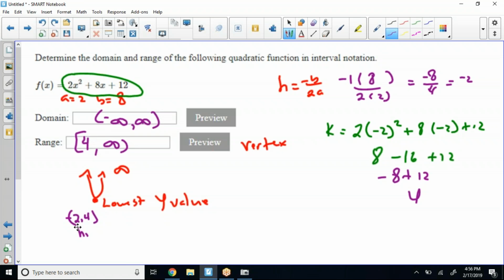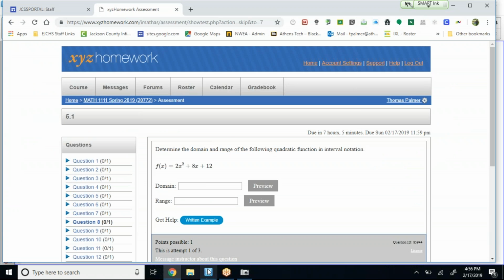But it's the k value of the vertex that you're basically looking for. You had to solve for it on that. Okay. Does that help you a little bit? Yes, sir. Okay. All right.